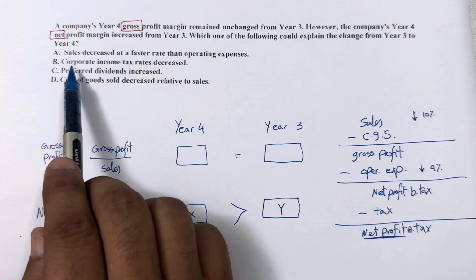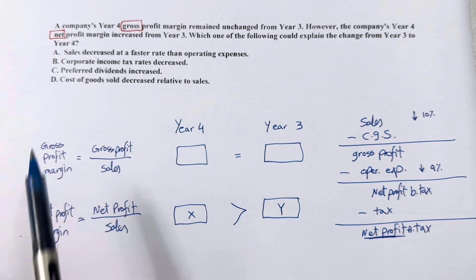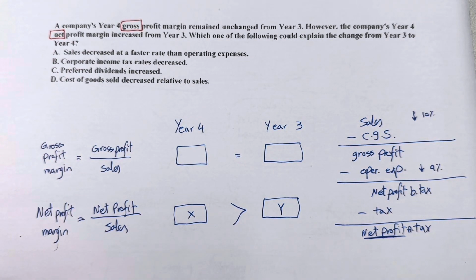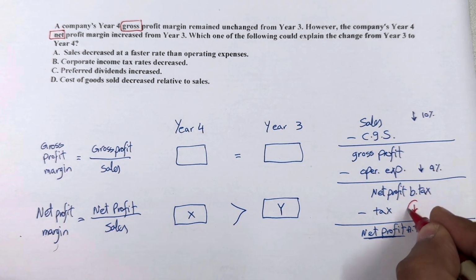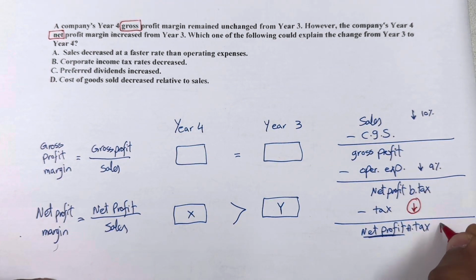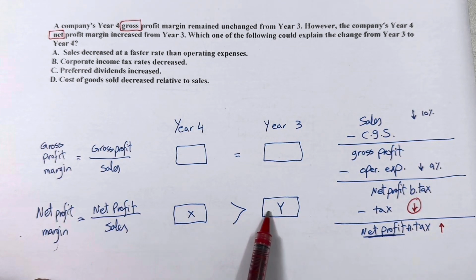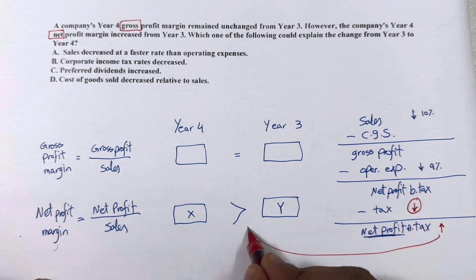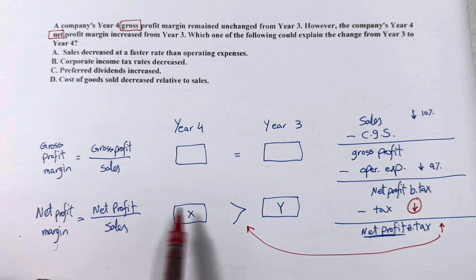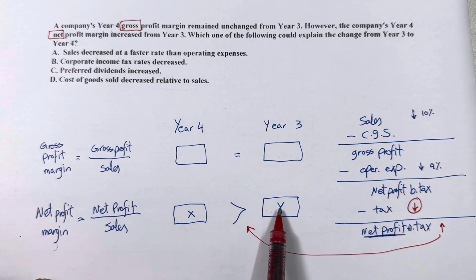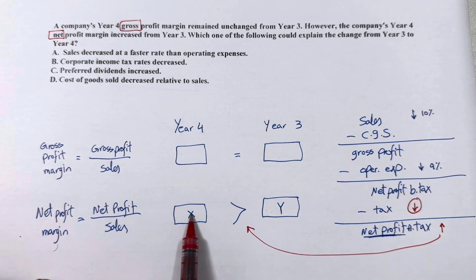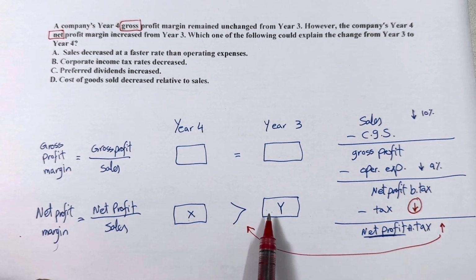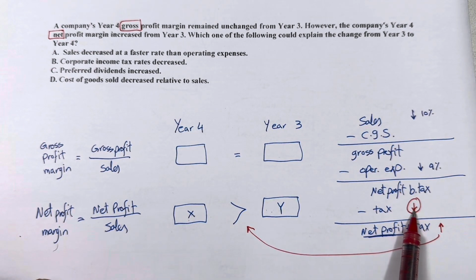Solution B, corporate income taxes decreased, which is the answer. If the income tax decreased, it will cause the net profit to increase. Here you can see that the net profit will increase from year 3 to year 4. X will be greater than Y because the tax rate decreased. Here is the answer.